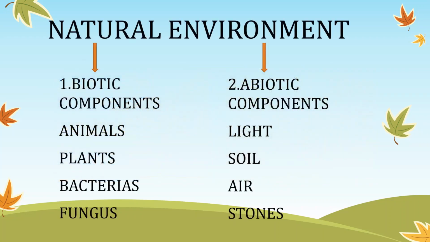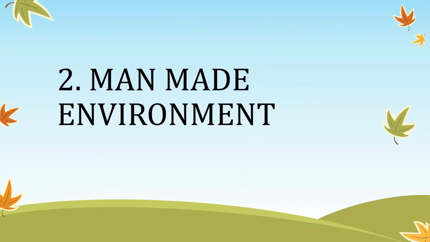Then natural environment is further divided into two components, biotic components and abiotic components. Biotic components are the components which have life and abiotic components are the components which do not have life. So examples of biotic components are animals, plants, bacteria, fungus, and examples of abiotic components are light, soil, air, stones, rocks, sand.